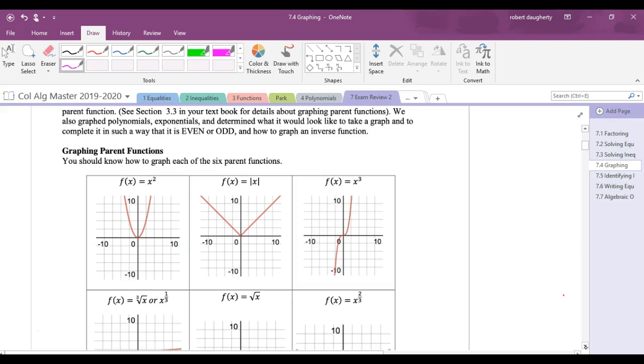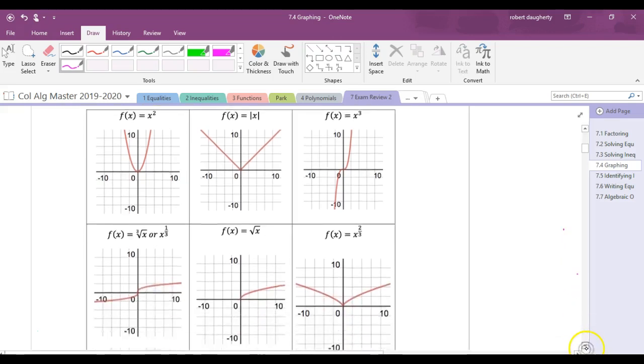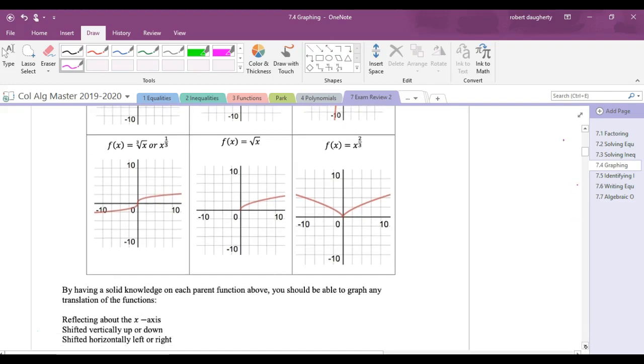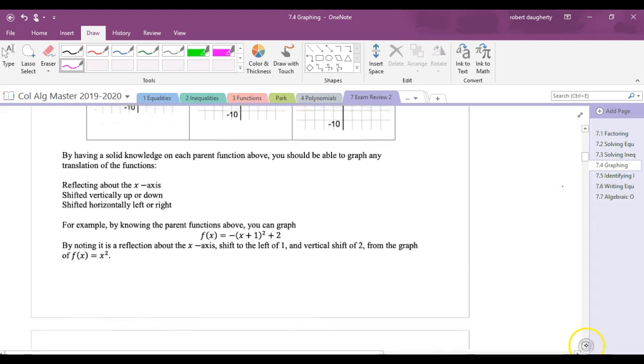You got to know all 6 of these: x squared, absolute value of x, x cubed, the cube root of x, or x to the 1/3, the square root of x, and then x to the 2/3. You should know these graphs, how to find their domain, their range. Are they even? Are they odd? Where do they increase? Where do they decrease? Usual questions that we ask.